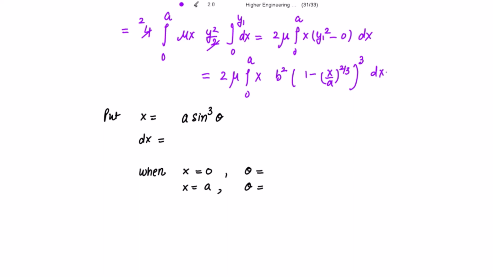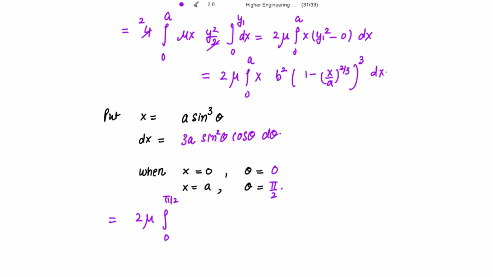Is it okay? Yes. Now to solve this integration, putting x equal to a sine cube theta, dx will be 3a sine square theta cos theta d theta, right? When x is equal to 0, I get theta as 0. When x is equal to a, I get sine cube theta equal to 1, then the value for theta will be pi by 2. Okay, putting the values over here now. So this is 2 mu. Limits will be changed now, that is from 0 to pi by 2.